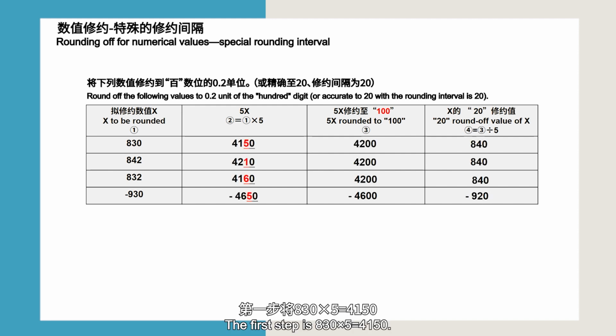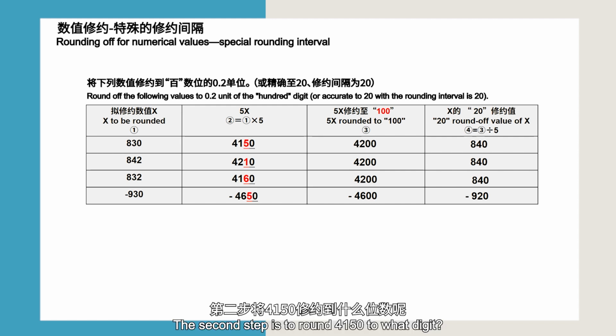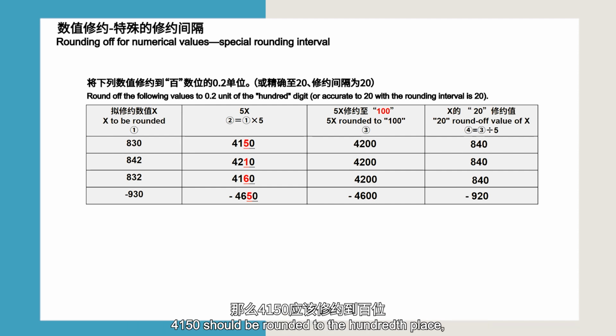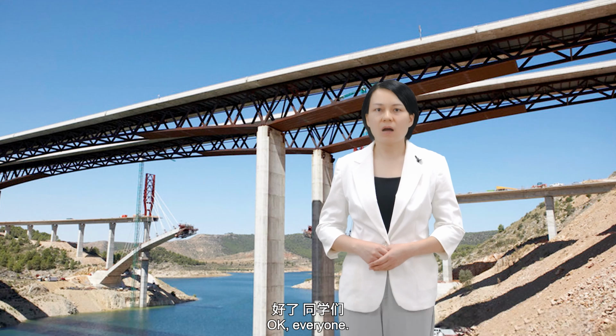The first step is 830 times 5 equals 4,150. The second step is to round 4,150 to what digit? Since the rounding interval of 20 is regarded as 0.2 units of 100, 4,150 should be rounded to the hundreds place, that is, 4,200. The third step is to divide 4,200 by 5 equals 840. The following data and so on. Please calculate by yourself.